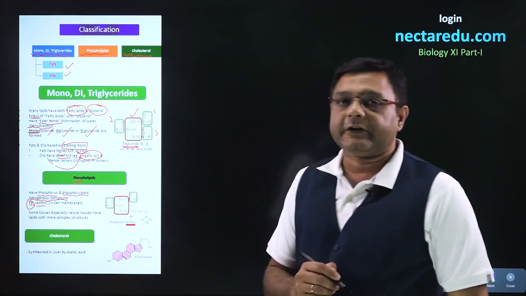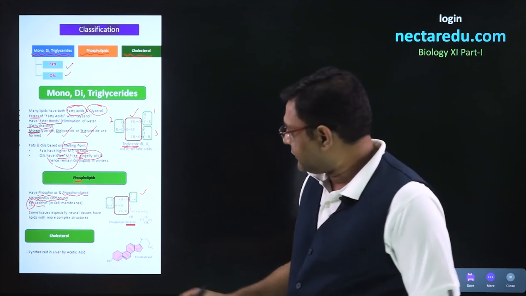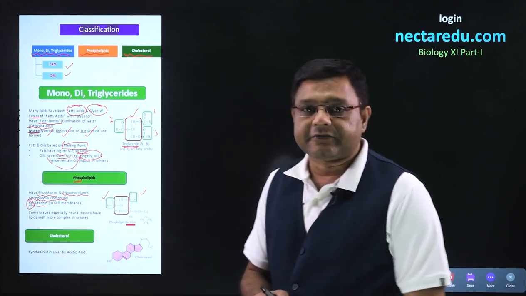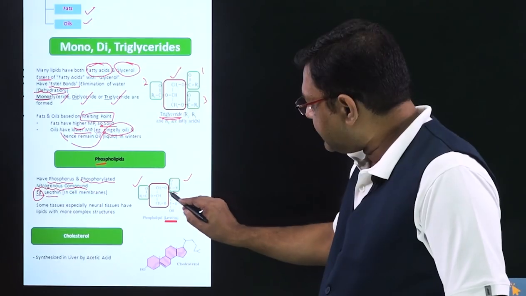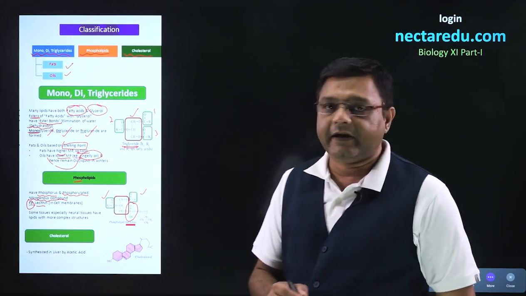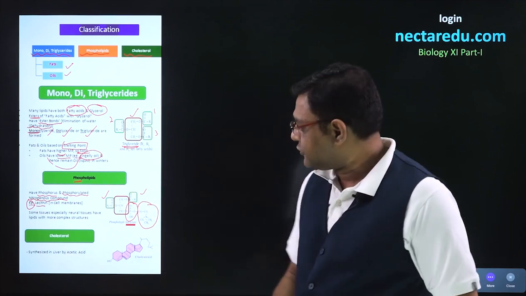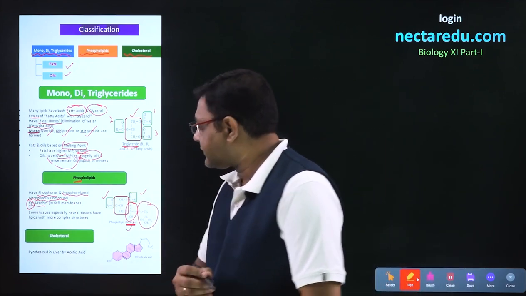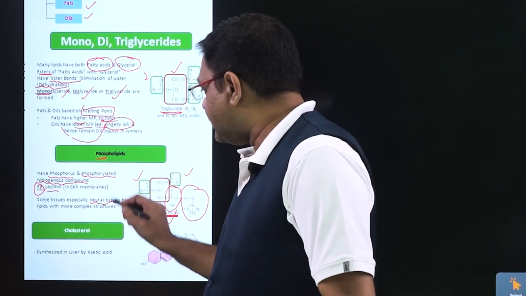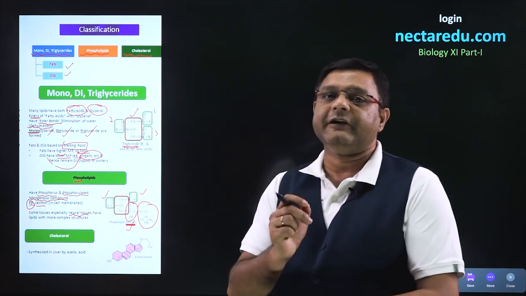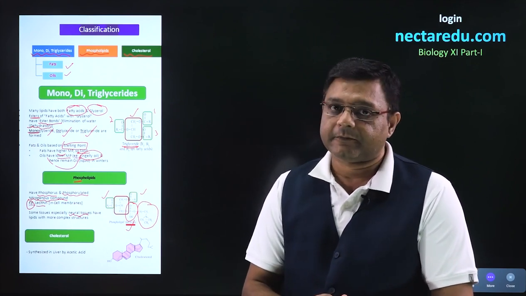If we look at this particular structure, there is no change at the first position, there is no change at the second position, but if we see the third position, we can see that a phosphate group is joined here, and apart from the phosphate group, a nitrogenous compound is also joined here, and this is the structure of lecithin. There are some tissues, especially the tissues of the nervous system, which have lipids with more complex structures, and we can call those glycolipids.